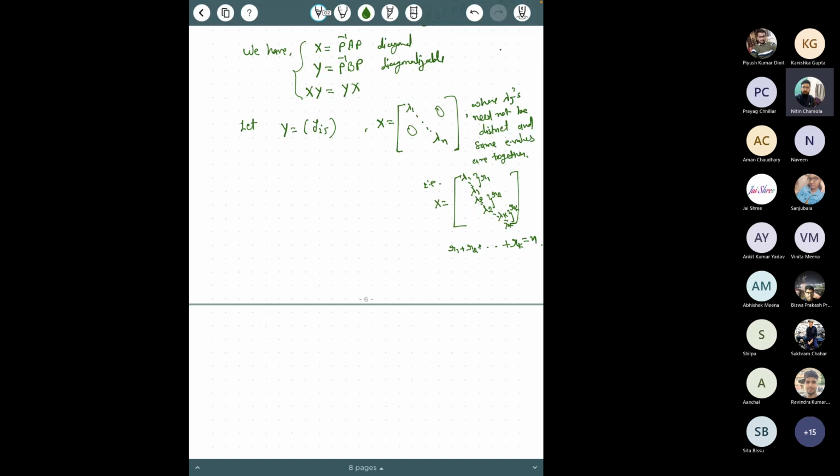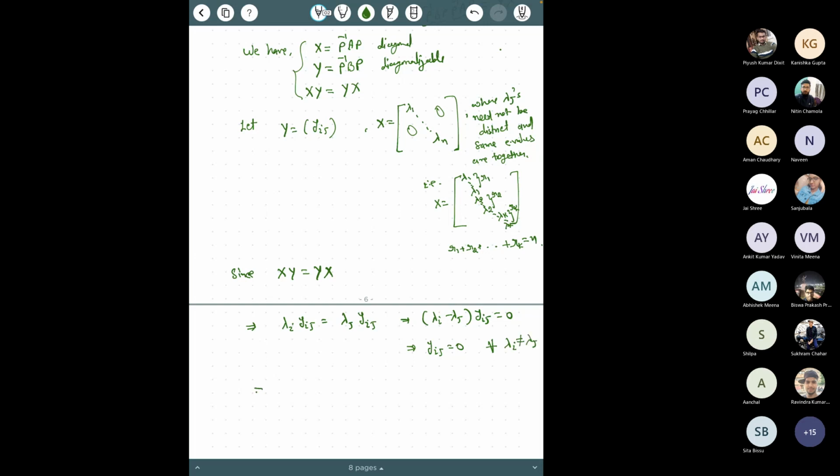Now if you multiply XY and compare both sides, since XY equals YX, you can check that lambda_i y_ij equals lambda_j y_ij, which implies (lambda_i minus lambda_j) y_ij equals 0. So whenever lambda_i and lambda_j are distinct, y_ij equals 0, for all i, j such that lambda_i is not equal to lambda_j.